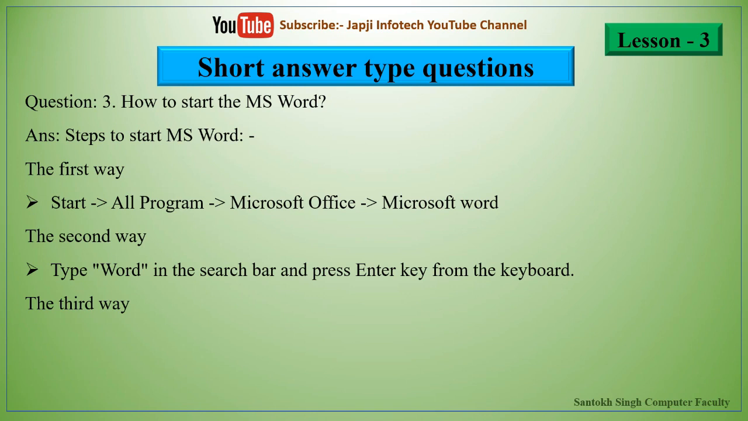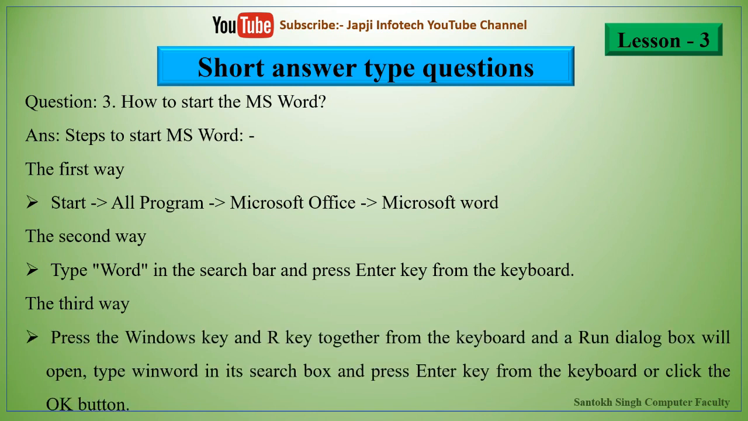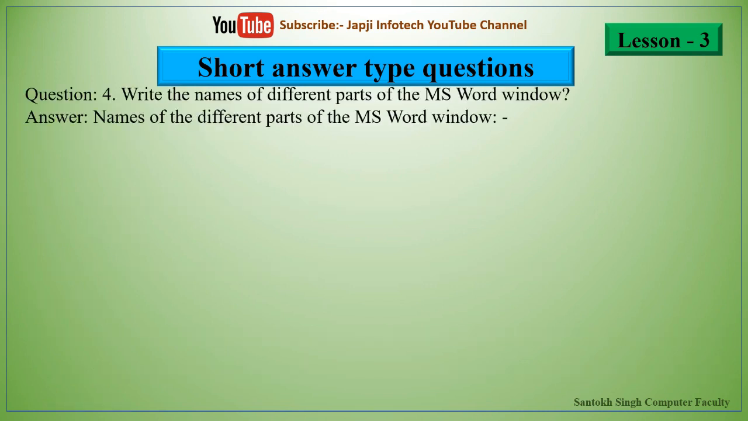And the third way is press the Windows key and R key together from the keyboard and a Run dialog box will open. Type WinWord in its search box and press enter key from the keyboard or click the OK button. The fourth question is write the name of different part of the MS Word window.